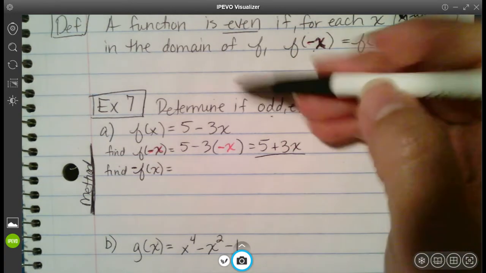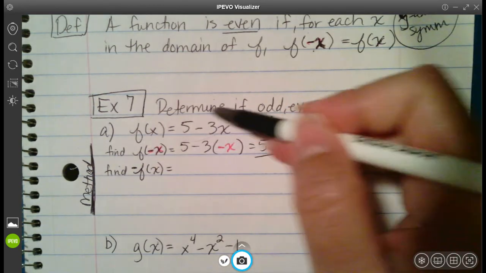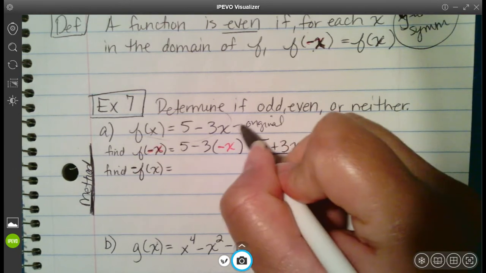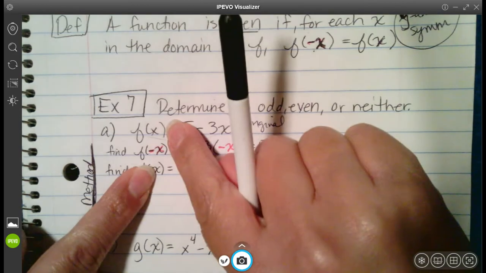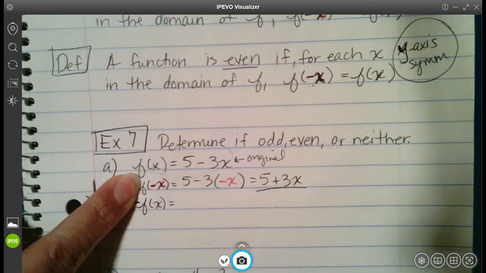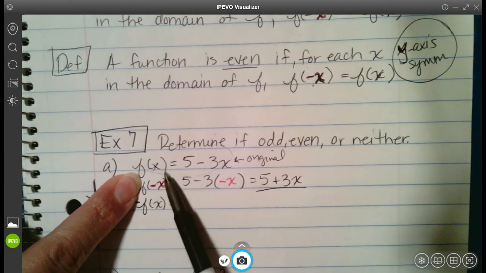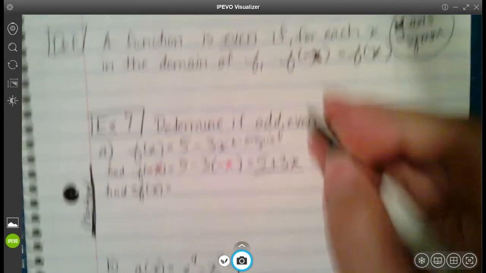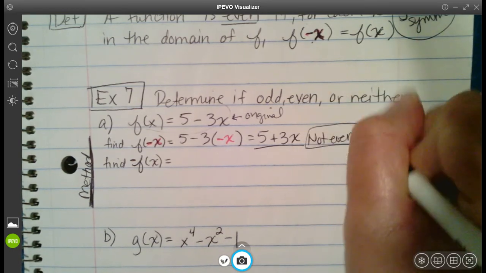So right off the bat, I can see that this is not equal to, remember, this is our original right here. This is the original, this guy, okay? So since this is not equal to this, that means that these two are not equal to each other. So therefore, it's not going to be y-axis symmetry. It's not going to be even because these two have to be equal for it to have even symmetry. So it's not going to be even. So not even, okay?